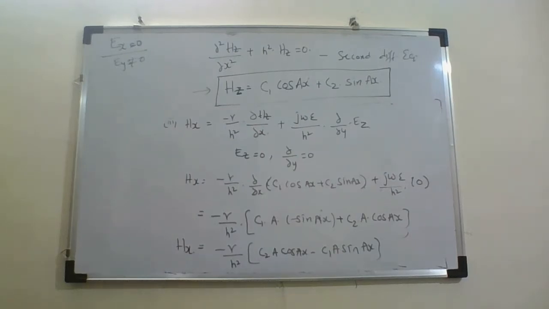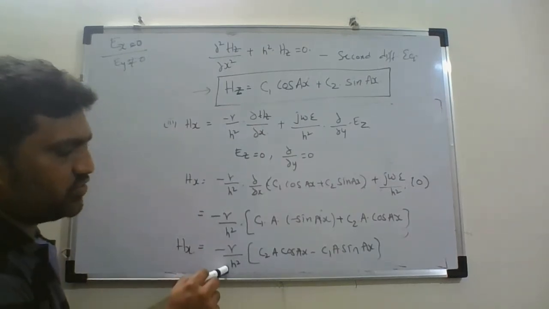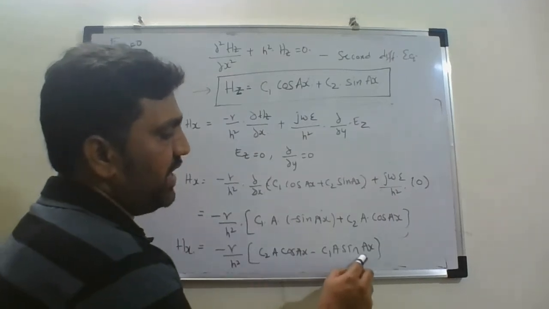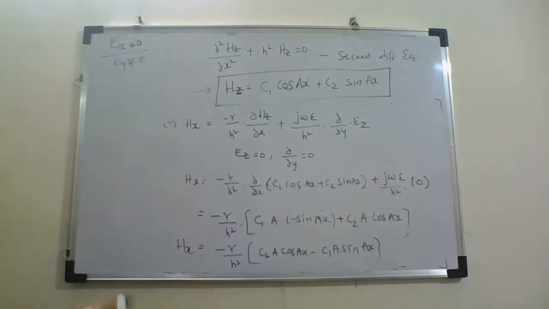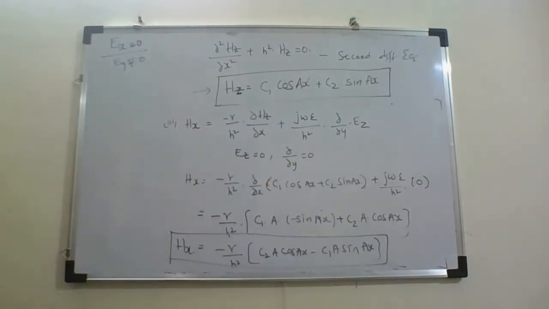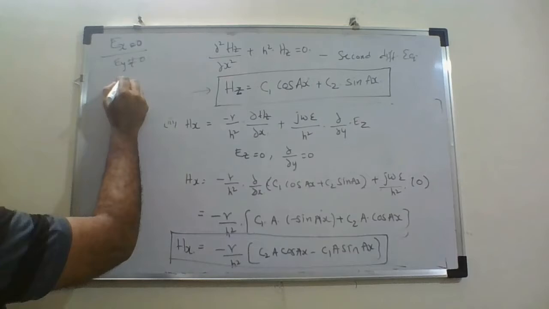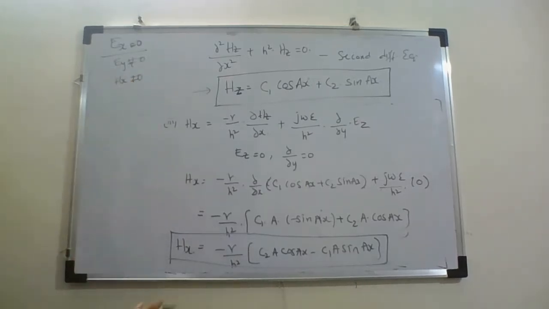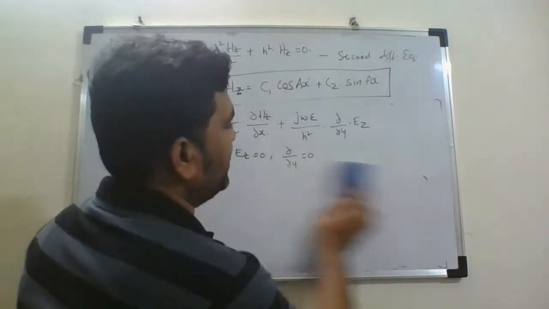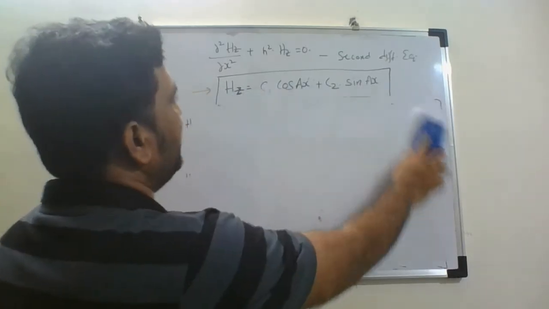So Hx is equal to minus gamma by h square into C2 into a into cos ax minus C1 into a into sin ax. So this is the Hx term for me. Hx is not equal to 0, so it exists and it is given by this expression. Done. The third component is also done. Now let us go to the final component.